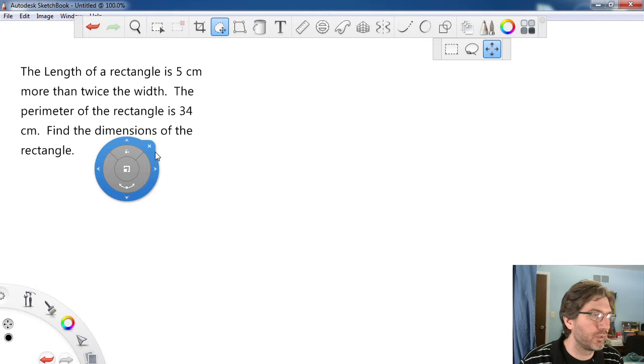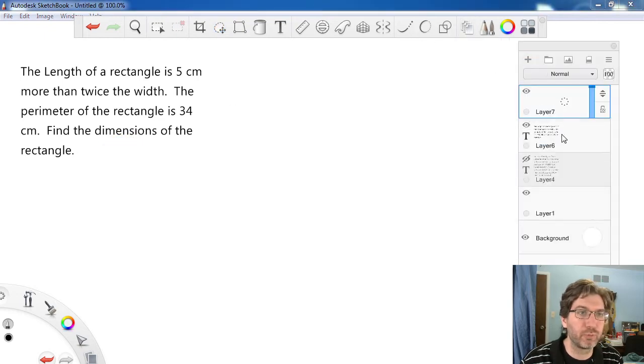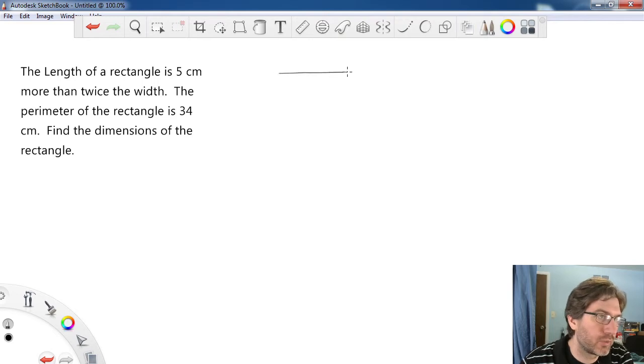Equations for getting this one isn't too bad because they're the formulas. As long as you know your formulas, you should be good. Length of a rectangle is 5 centimeters more than twice the width. The perimeter of the rectangle is 34 centimeters. Find the dimensions. So when it comes to geometry, it helps by drawing pictures. So let's draw a picture of a rectangle here.